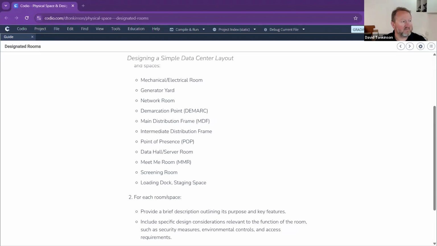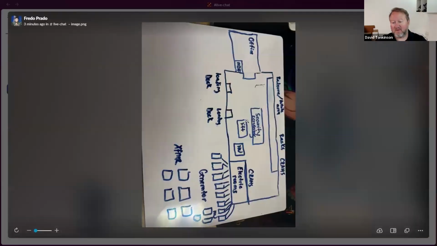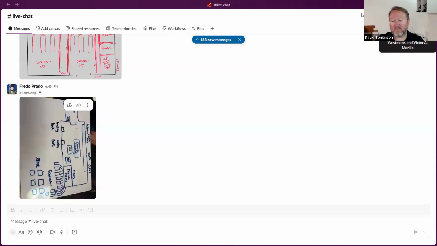I'm only picking this to make you all look sideways at the screen. So we've got something here that came in from Frito. Beautiful piece of work. Okay, so we've got loading docks. We've got the electricity room coming in. We've got a lift and an office. I might put the security screening next to the office, so we don't want to walk them through a data hall to get to that, but it's in the list. That's fantastic.